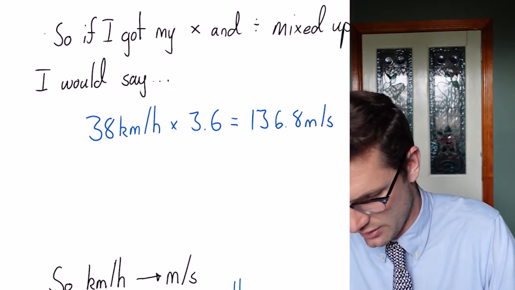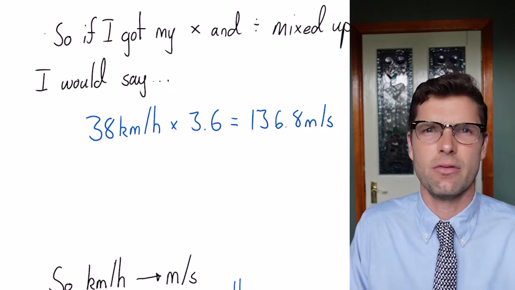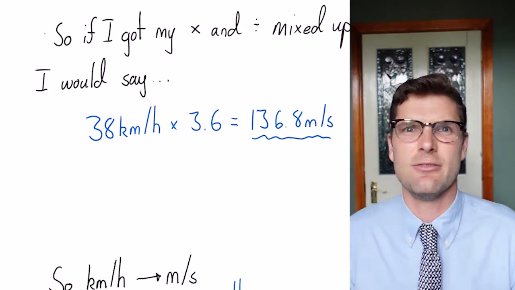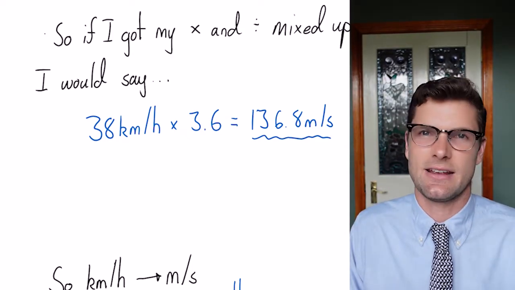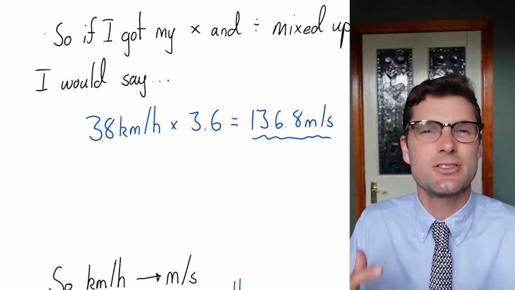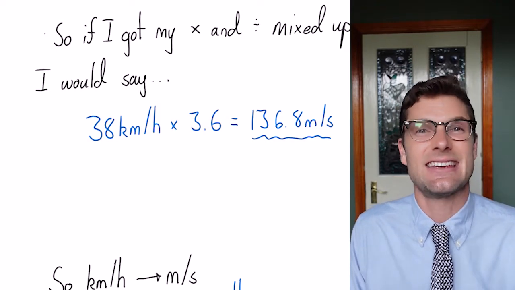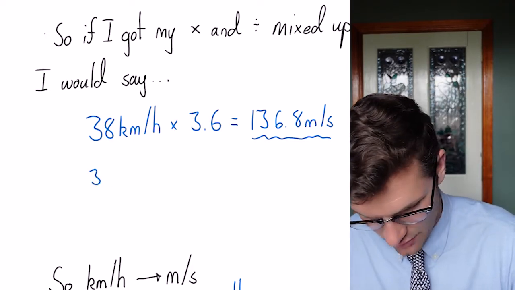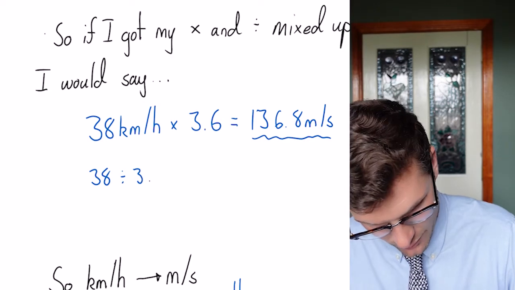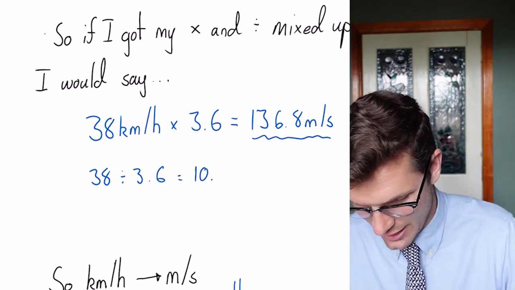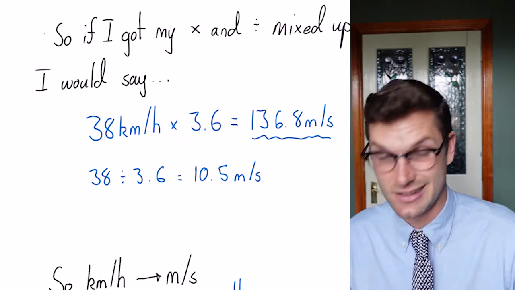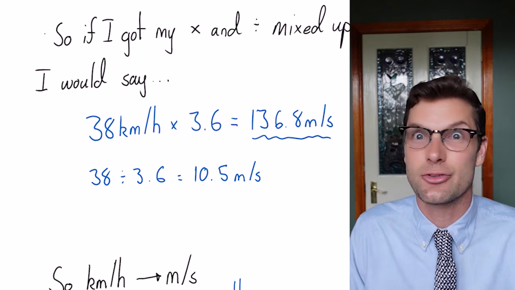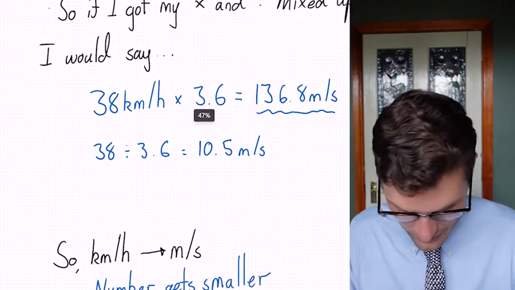If I threw that into my calculator, that would be equal to 136.8 meters per second. But we know it took Usain Bolt 9 seconds to run 100 meters. If that's my answer, I'm saying that he runs more than 100 meters in 1 second. So that can't be right. It's a good way to make sure that your answer is in the correct ballpark. So if you divide by 3.6, 38 divided by 3.6, we get an answer around 10.5 meters per second. That makes sense. He ran 100 meters in about 10 seconds, so he was probably traveling at about 10 meters per second.